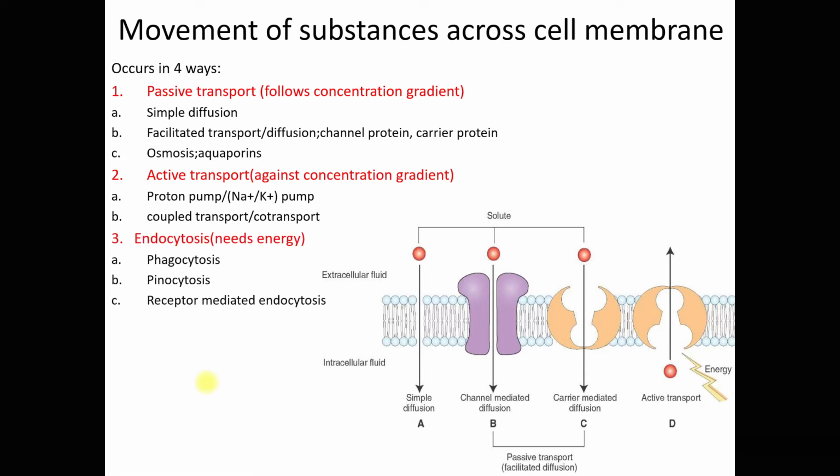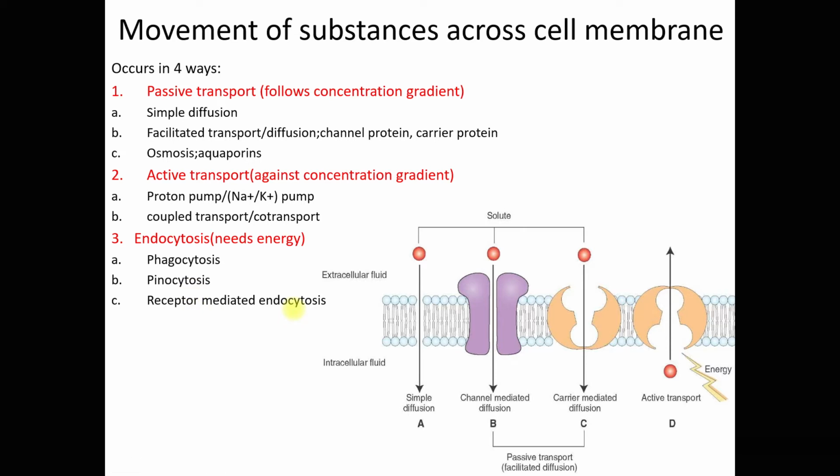Now, endocytosis. It's the third way the substance can be moved across the cell membrane, all right? And this endocytosis needs energy. Examples of endocytosis are phagocytosis, pinocytosis, and receptor mediated endocytosis.